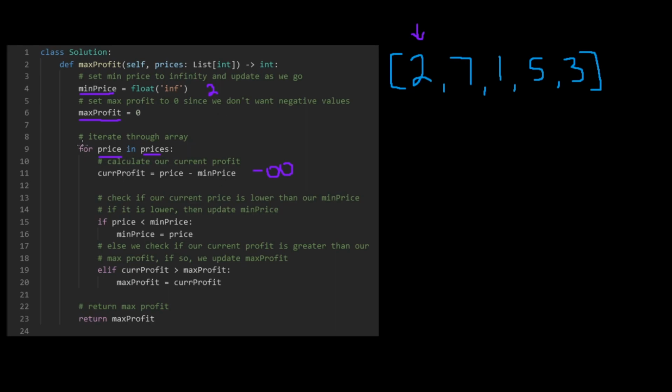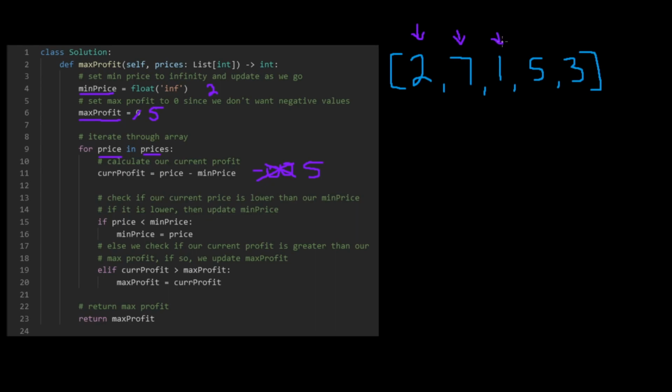So now we just go through the loop again, but now we're at 7. So from 7, we want to calculate our current profit. So our current price, 7, minus our min price, which is 2, is equal to 5. So our current profit is equal to 5. And now we check if our current price is less than our min price. And it is not, because 7 is greater than 2. So then we go to this other else if statement. And we check if our current profit, 5, is greater than our max profit, which is currently 0. And it is, so now we update our max profit.